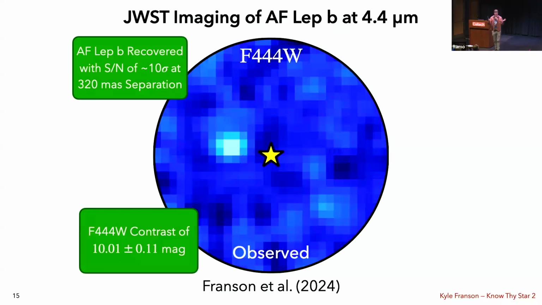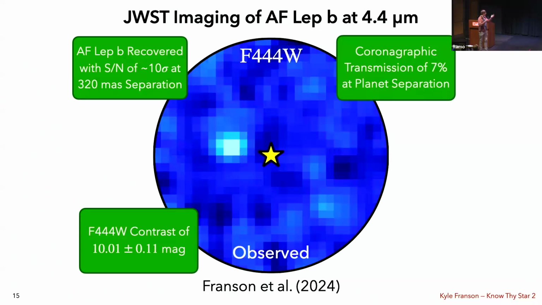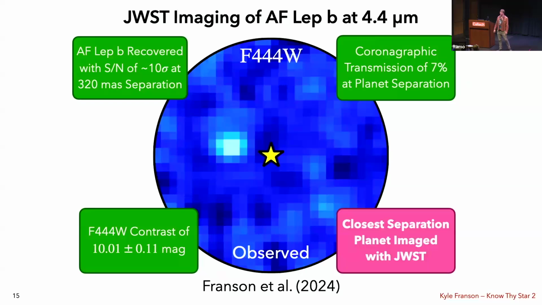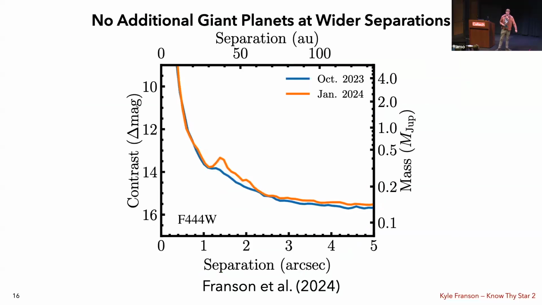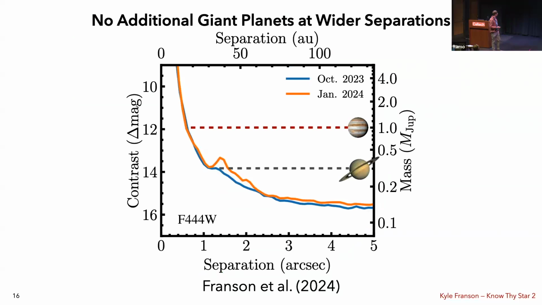This is a really exciting technical achievement for space-based coronagraphy. The transmission that we're correcting for here is 7% at the planet separation, and this, of course, makes AF Lep b the closest separation planet imaged with JWST. We're extracting a ton of science from this data set. We can search for additional planets. We don't see any, but we can place upper limits down to sub-Saturn masses in the background limited regime.